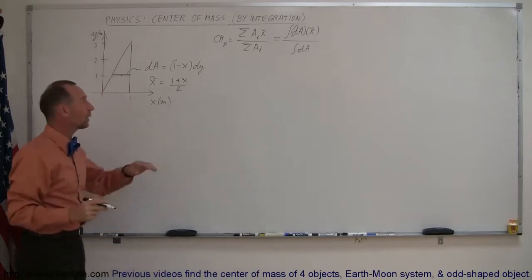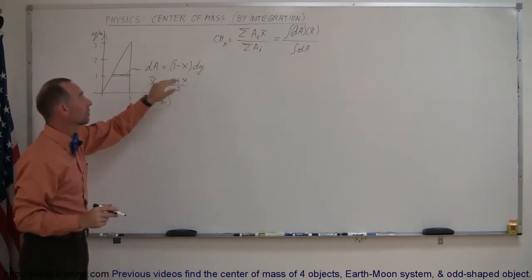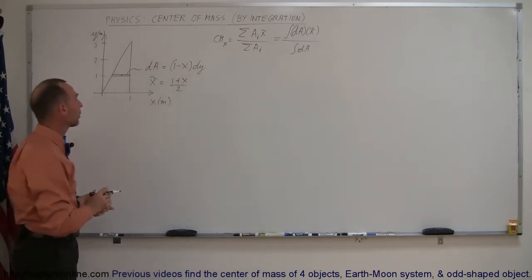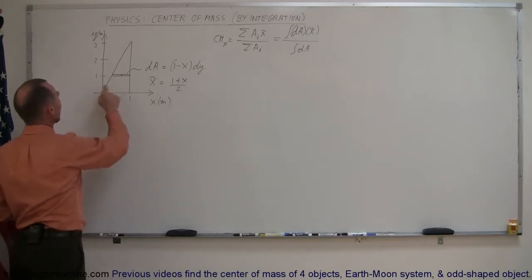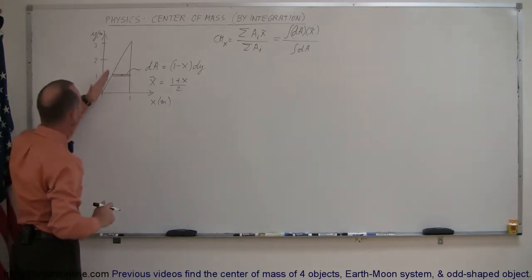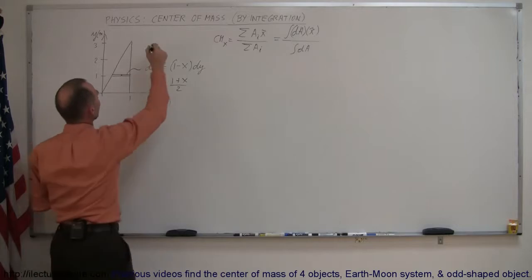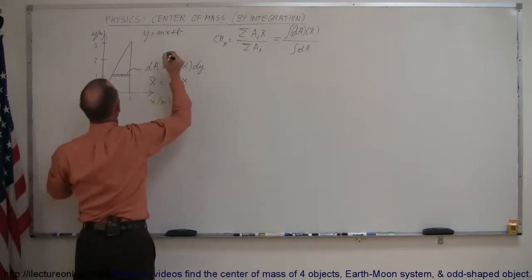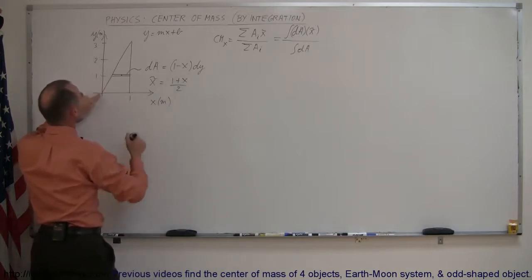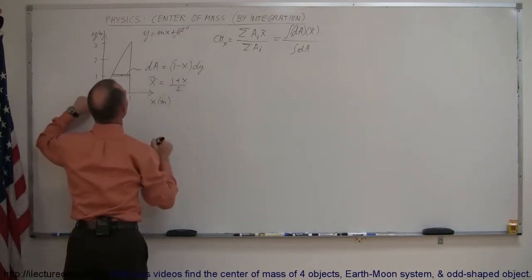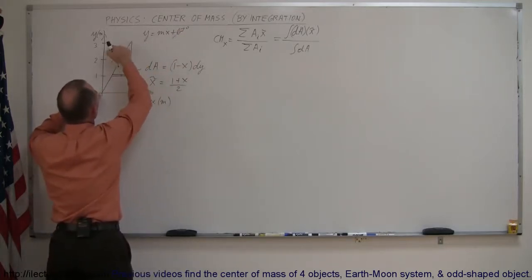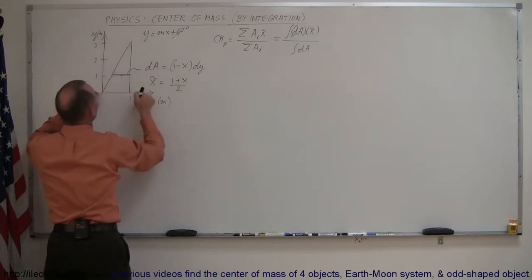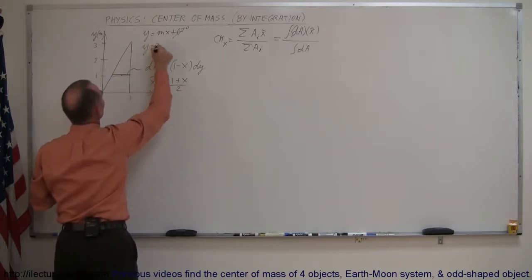Now, you may say, well, we have an x here and a dy in the same equation. How do you work with that? Well, we have to find the relationship between x and y of this particular line. This looks like a straight line, which has the equation y equals mx plus b. Now, b will be 0 because it goes right through the origin, so we can forget about that. And the slope is the rise over the run. The rise is 3, the run is 1, so we have y equals 3x.